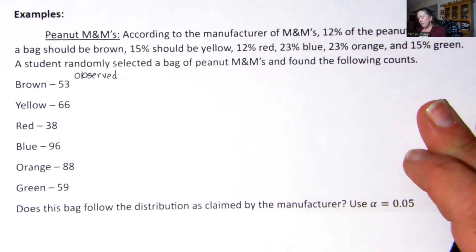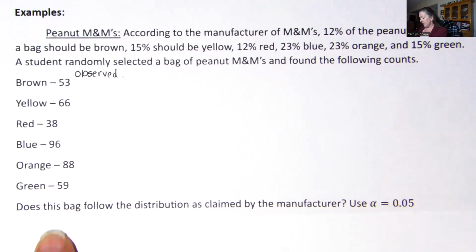What we're going to try to do is test if this bag follows that manufacturer's distribution, and we're going to use alpha 0.05. Again, if we were doing this as a statistician, we would choose our alpha level based on how cautious we would want to be. Do we want to be 99% accurate, 95%, and so forth?